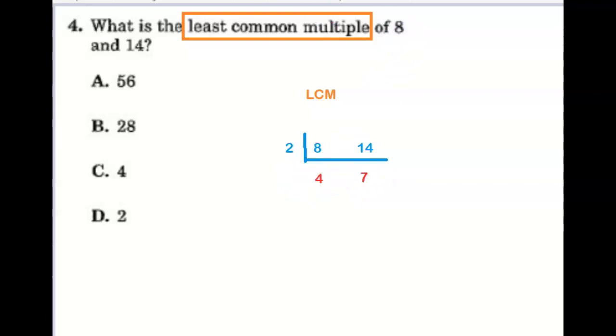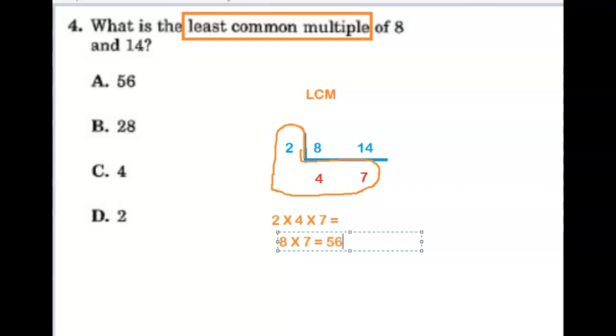So what I'm going to do is take all these numbers and multiply them together. And I'll have my answer, right? So I have 2 times 4 times 7. And that's going to give me my answer. I know 2 times 4 is 8. Now 8 times 7 equals 56. And there's my answer. Letter A, right?